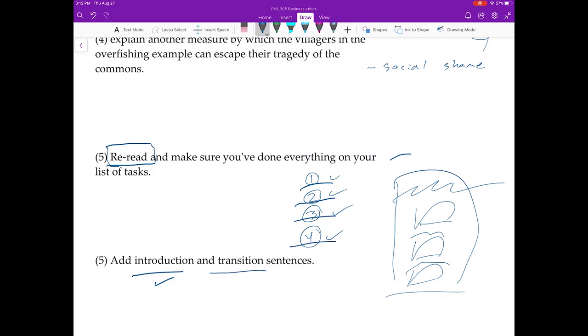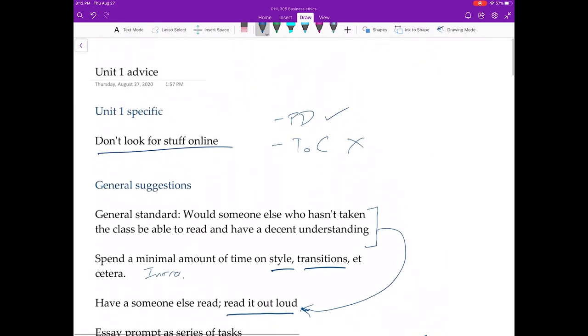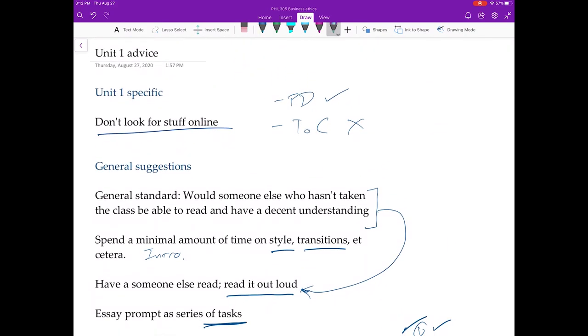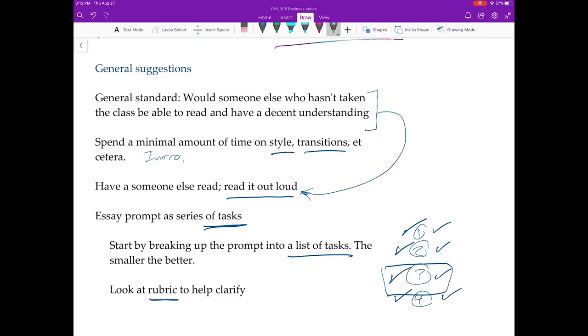Okay. Anyways, so real quick, three big things I want you to do or not do. It's totally fine to Google. This one, don't. Professor Google will mislead you about the Tragedy of the Commons. Number two, try to have somebody else look at it, or to at least try to evaluate it against this kind of standard: whether or not somebody who hasn't ever seen this stuff before would be able to understand what's going on. And number three, break it up into a series of tasks and just make the tasks as small as you can.